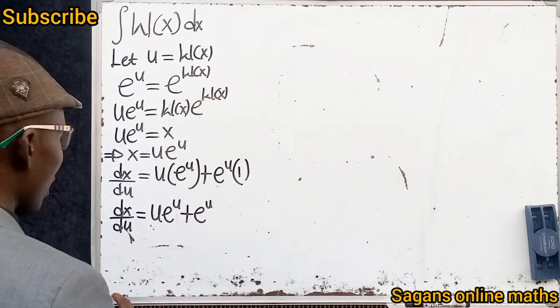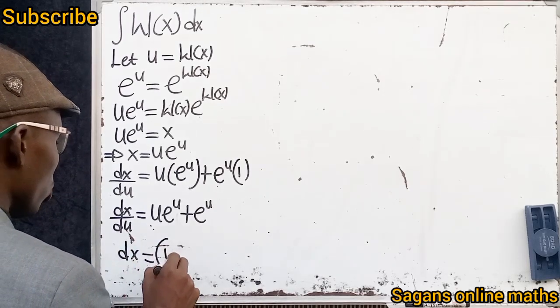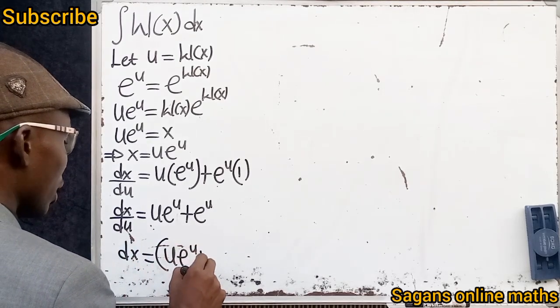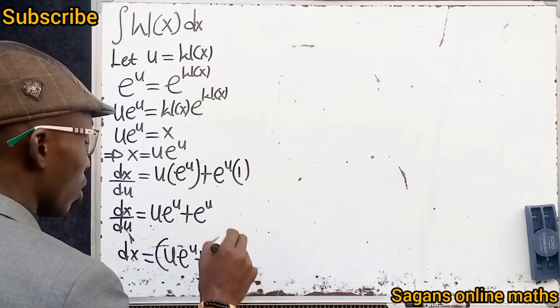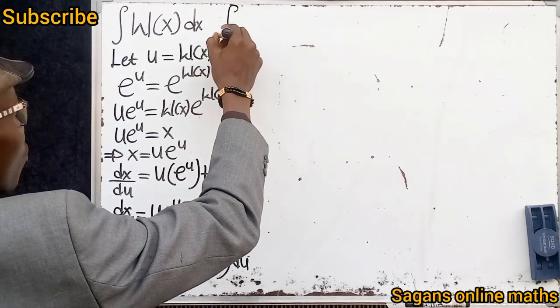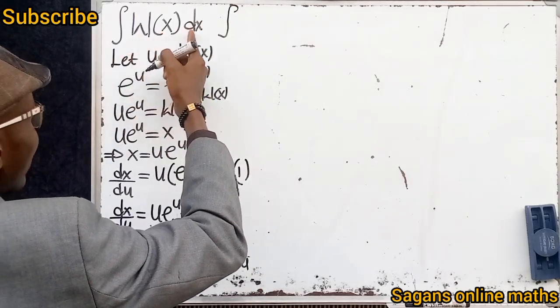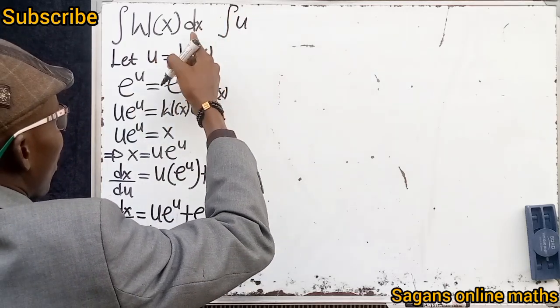Very simple. Now let's make dx the subject of the formula. That means dx will be equal to u multiplied by e to the power of u, then plus e to the power of u, multiplied by du. Okay, that's amazing. Let's go back to our question. Our question is the integral of what? Look at the W function of x here, the W function of x is just u. You can see from here, it's just u.